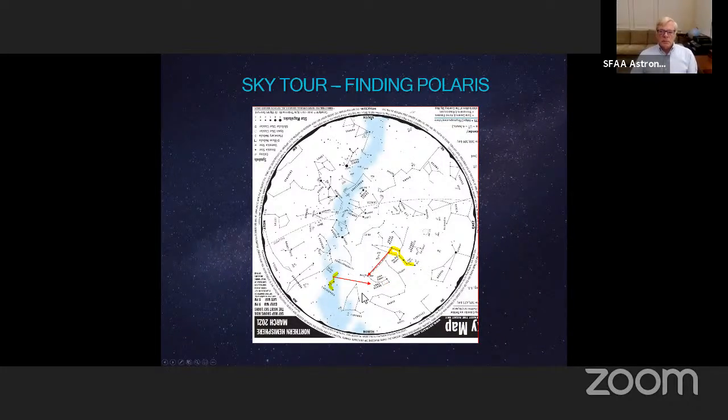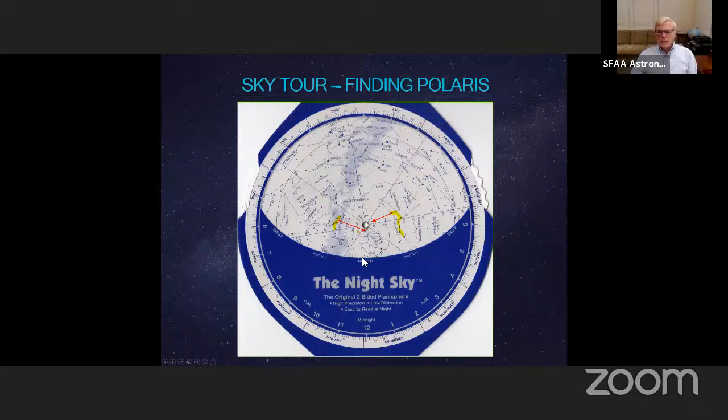Okay, so just one more slide here. We'll show the same thing on the planisphere. So here I've marked out the Big Dipper, Cassiopeia, and here are our arrows. The end of the pan and bisecting the V both get us to Polaris.